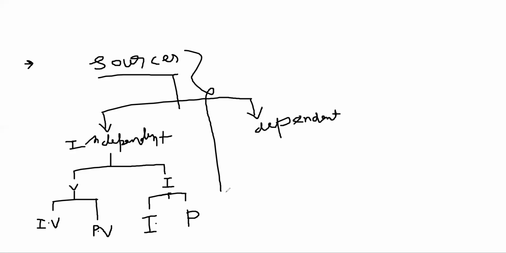Once we finish independent sources, then we will go to the dependent sources. Once your knowledge of these sources is clear, you can solve any problem. This may be new for you, but you have to study independent sources very clearly first, and then we will go to the dependent sources. So today we will stop here.